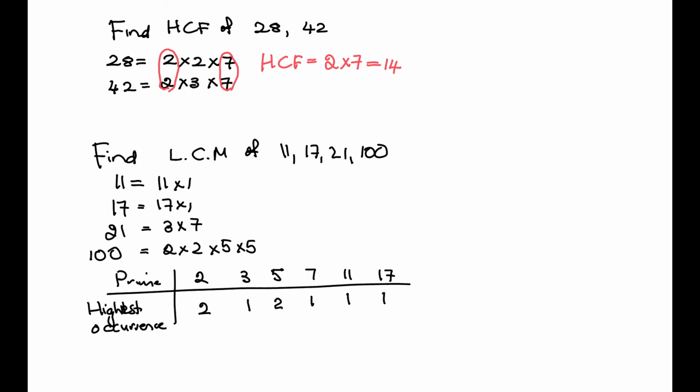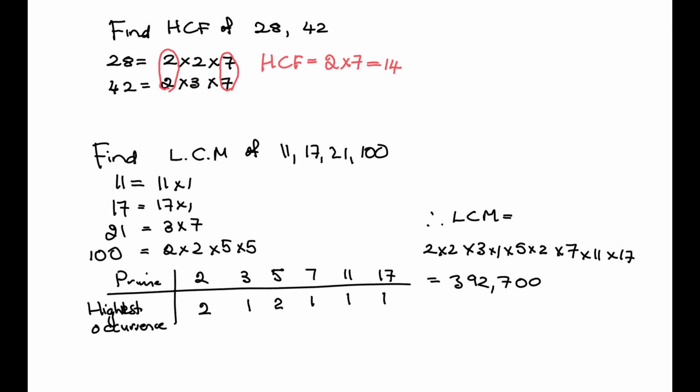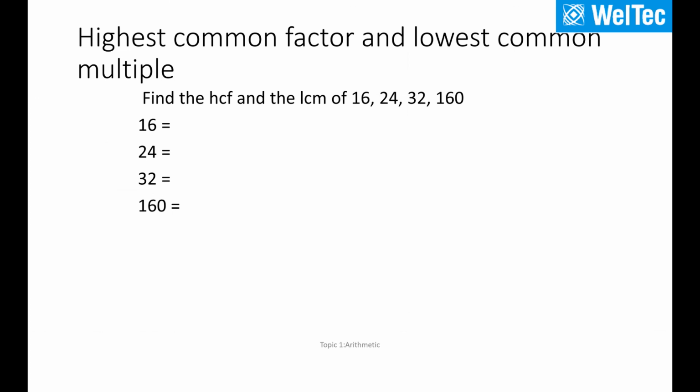So our lowest common multiple is going to be 2 times 2 times 3 times 1 times 5 times 2 times 7 times 1 times 11 times 1 times 17, which is a huge number that you probably have to work out on your calculator. 392,700.